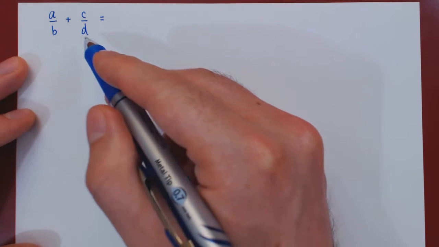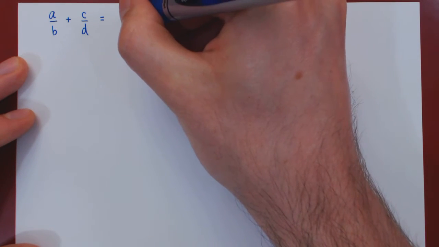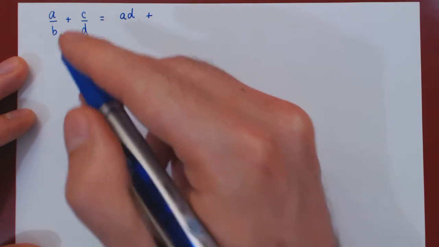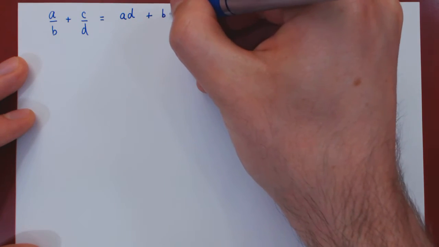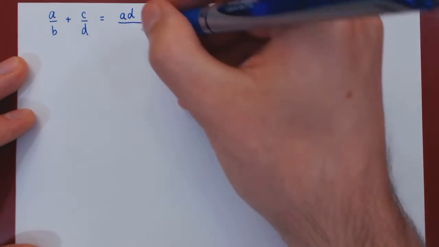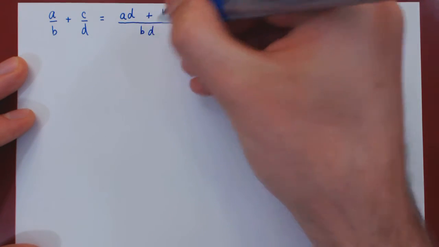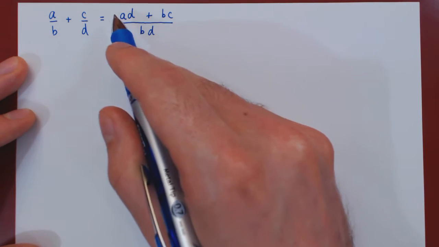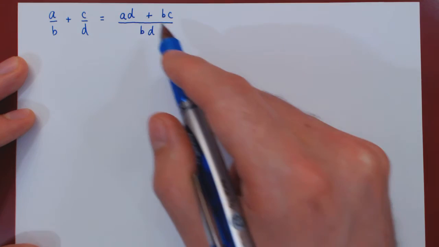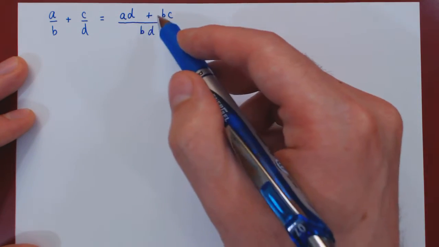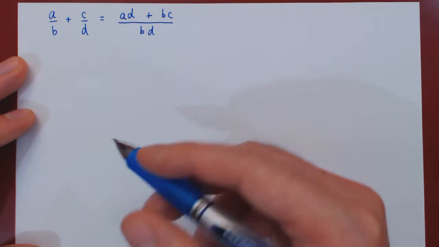We do a times d plus b times c and over b times d. So it forms kind of a bow, right? AD plus BC on the numerator, and on the denominator, b times d. So let's see why this makes perfect sense.